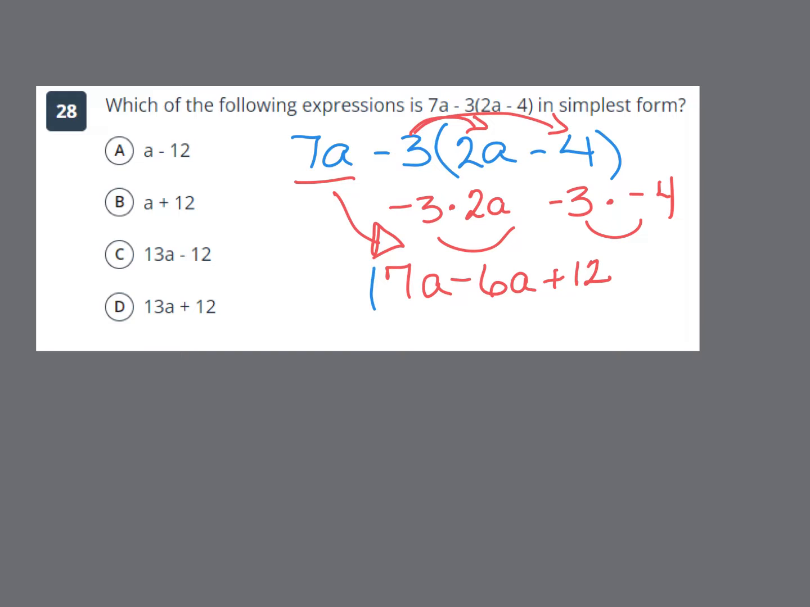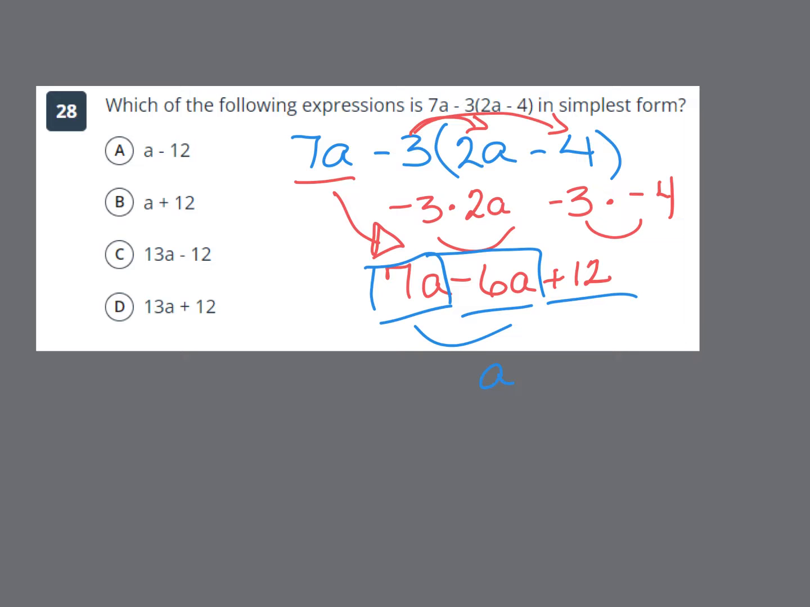Next, I will box and underline. Box, box, underline. I've got 7 A's. I'm going to take away 6 of them. I'm going to be left with just 1A. So I'm going to write that as plain old A.